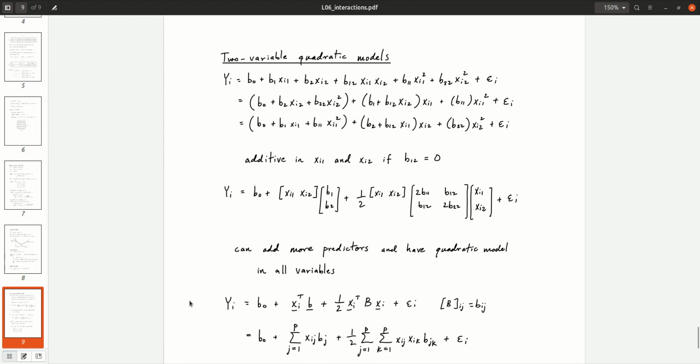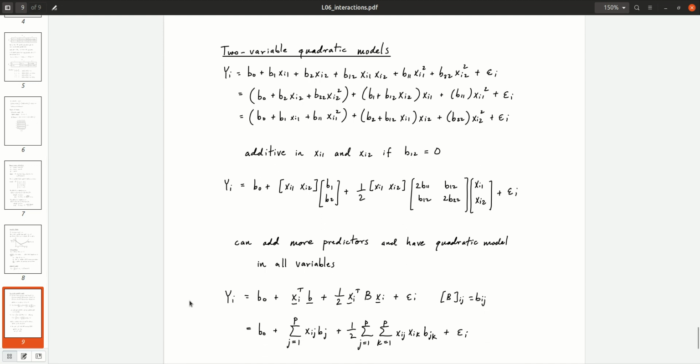Lastly, I'd like to talk about models that have quadratic effects in two variables. So the model I'm going to write down here has two covariates, xi1 and xi2. And this model I'm going to call the full quadratic model. And it's the following formula. I won't read out all the terms, but you can see that it has what we called before the interaction term, xi1 xi2. It also has xi1 squared and xi2 squared.